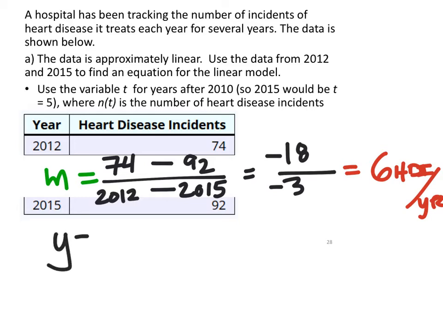Well, from here we can use point slope form to figure out the final linear model for this one. So I'm going to go back and say the slope, in green, is 6 heart disease incidents per year. And then we get to choose which of the 2 points we want. I just use the first one. Now the year 2012, that's where the t or the x in this case, we're just going to use 2 on that, okay? Because it says 2010 was year 0, or we're looking at t years after 2010. So 2012 was 2 years after that, so we have a 2 right there.